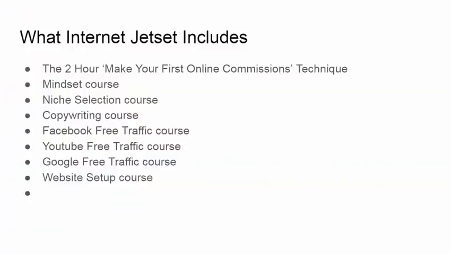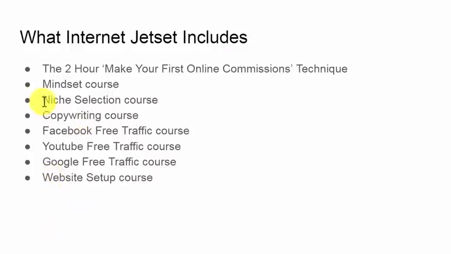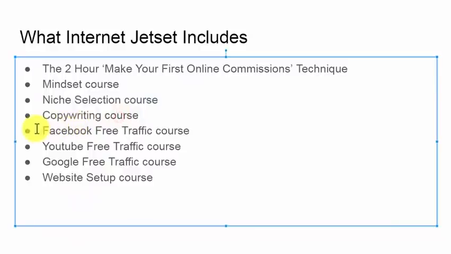What Internet Jet Set includes is a 2-hour make your first online commissions technique. This technique will have you making your first money within the first 2 hours if you follow my directions. It includes a mindset course, a niche selection course, a copywriting course, how to get free traffic from Facebook, a course on how to get free YouTube traffic, a course on how to get free traffic from Google, and an entire course on how to set up your website. Now, let me explain some of the different sections.